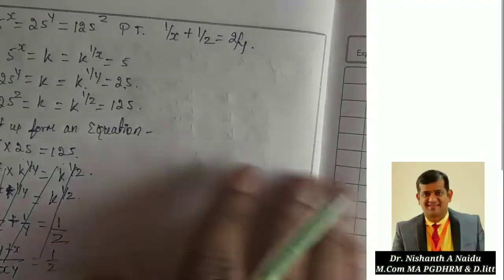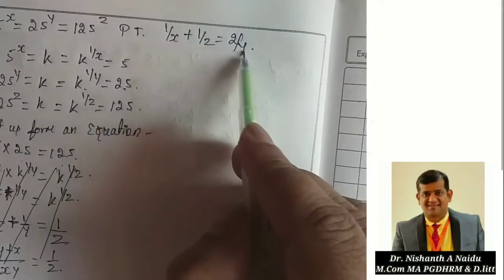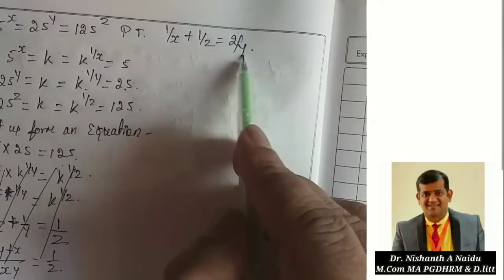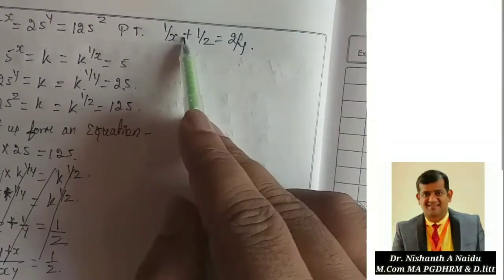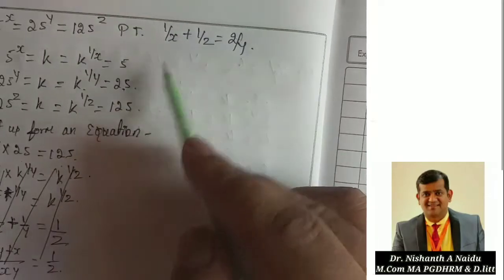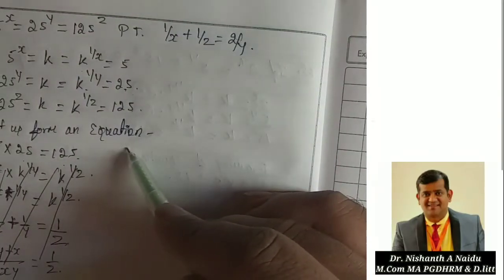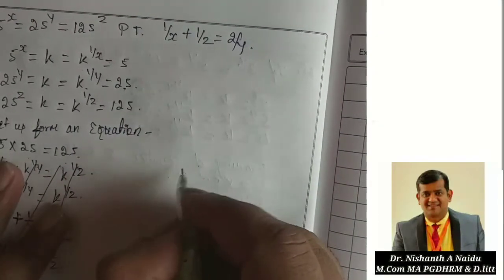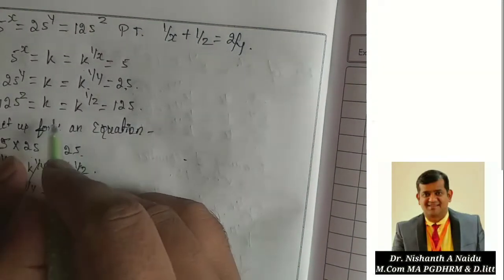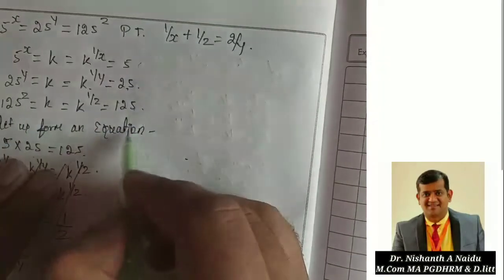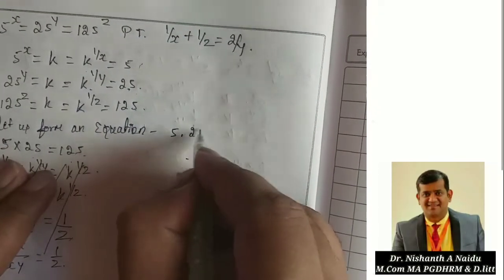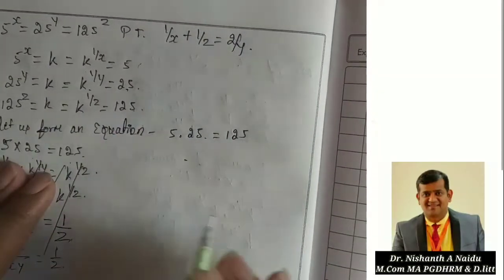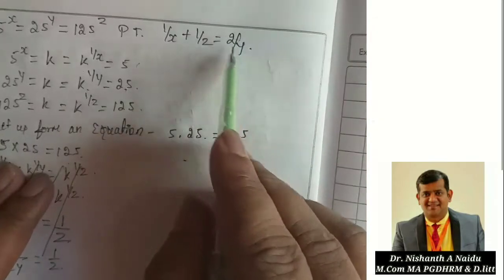See, everything is correct, but he has asked us to prove 1 by x plus 1 by z equals 2 divided by y. So when we form an equation, it should bring the value of 2. Clear? So how will you bring the value of 2? See, this equation, 5 into 25 equals 125, is a perfect equation. There is no question in it. But 2 we have to bring.